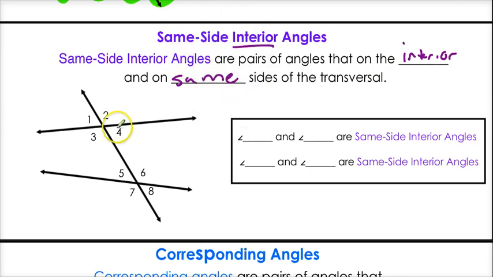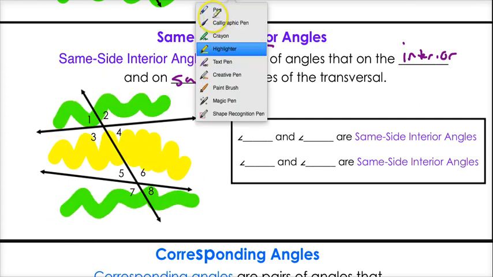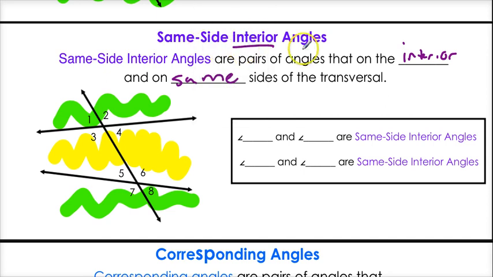So let's just take out our highlighter. Let's highlight our interior, that's in the middle, and our exterior. So we got our interior and exterior. These are on the same side and on the interior. So where could those be? Well, our first pair would be 3, which is on the interior, and since it has to be on the same side, we'd use 5. 3 and 5 are on the same side and on the interior.